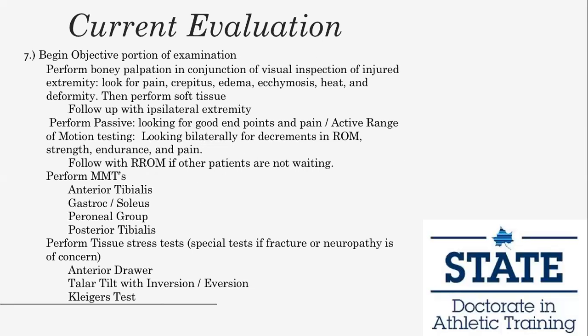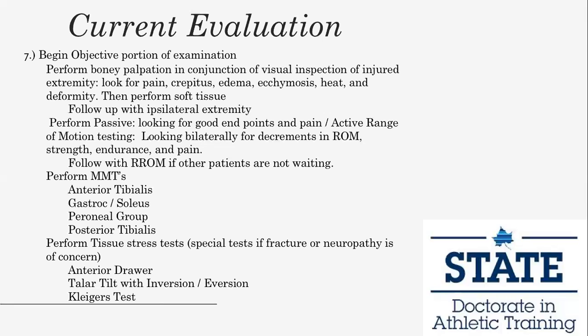Moving on to the objective portion. Again, I start with, I forgot to put this in here, but always ask for permission before you touch the patient. And then I start with a palpation of the bones within the ankle, and then also do a more in-depth visual inspection of the area. With palpation, we're looking for pain, crepitus, edema, ecchymosis, heat, deformity.